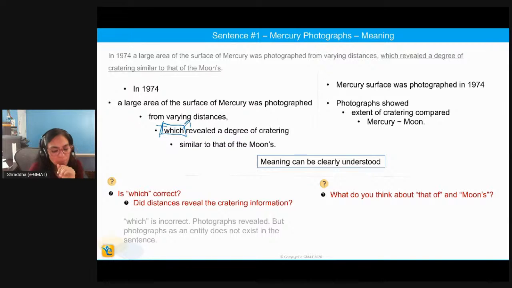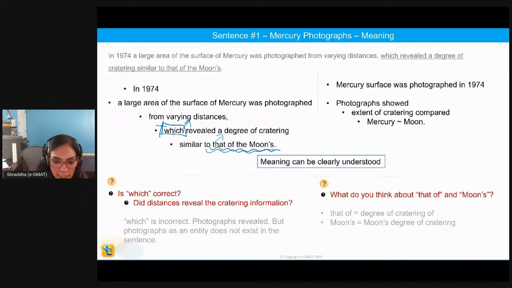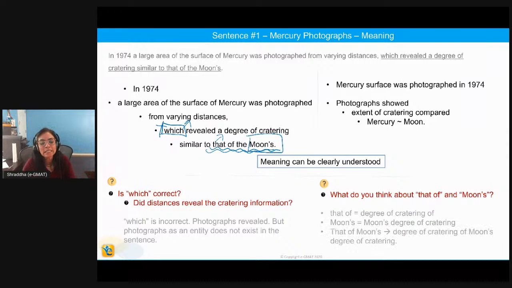Another thing that we can analyze in this sentence is the usage of that of the moon's. What does that of the moon's stand for? That of already stands for a degree of cratering. So when we expand this entire phrase, that of the moon's, where moon has been used with an apostrophe, it says a degree of cratering of moon's cratering. Of course this expression is not correct, because it is in a way redundant, because the possessive has been used 2 times in this particular expression. So that is also off.